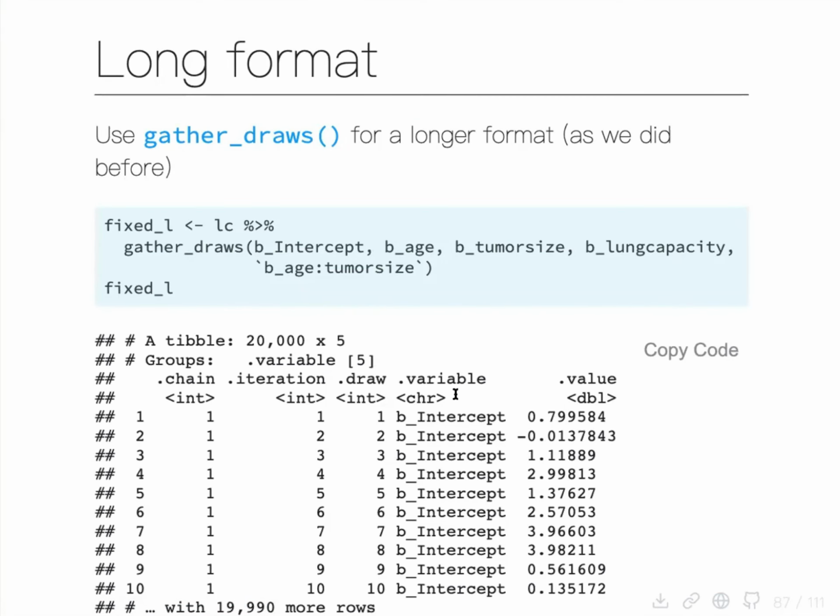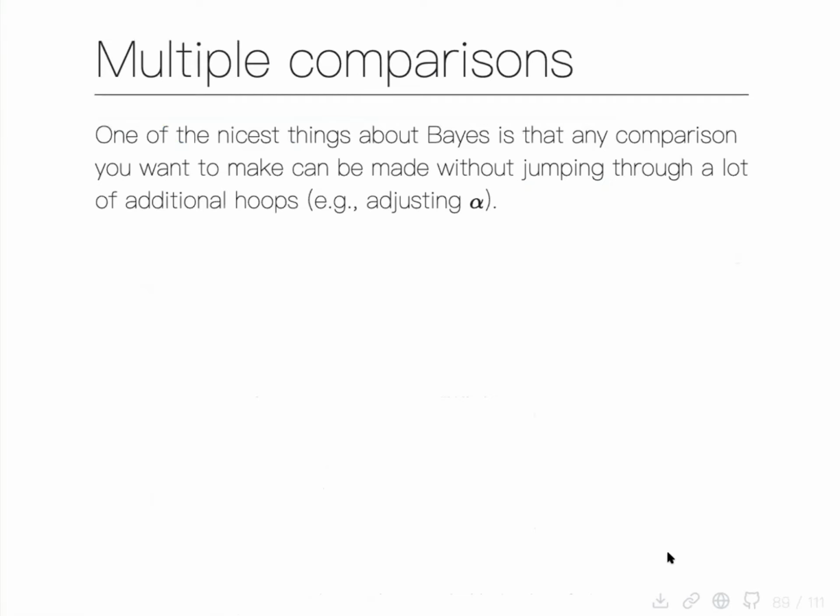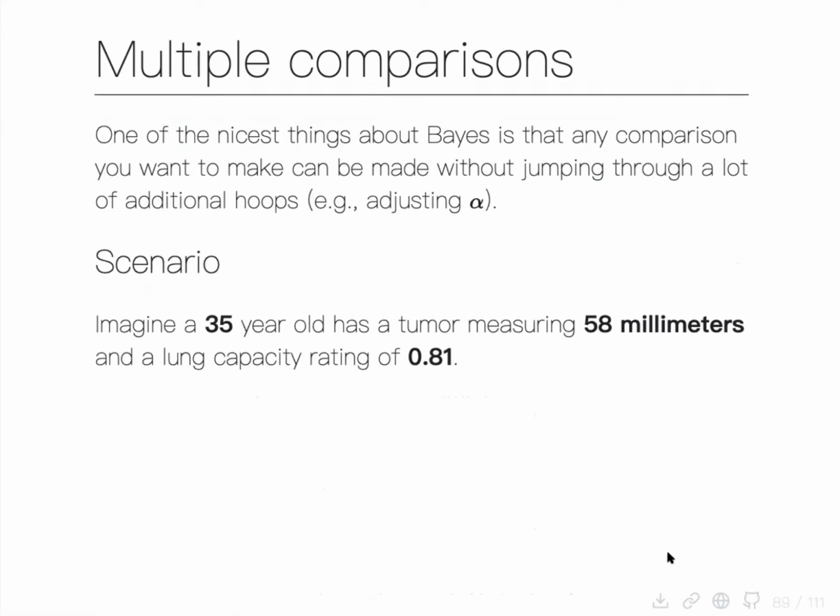We can also use gather draws like this to look at all of the sort of fixed effects and then look at the densities. This is sort of an alternative view to what we get from just calling plot on the original thing. But the last thing I wanted to talk about that I think is really important is these multiple comparisons, okay? And so this is where things are really different in the Bayes world, but I think really powerful as well, okay? Because we don't have to worry about adjusting alpha or anything like that. So we're going to quickly have a scenario, okay?